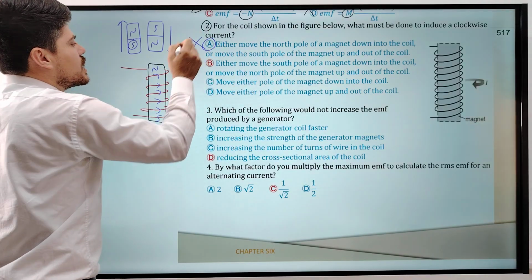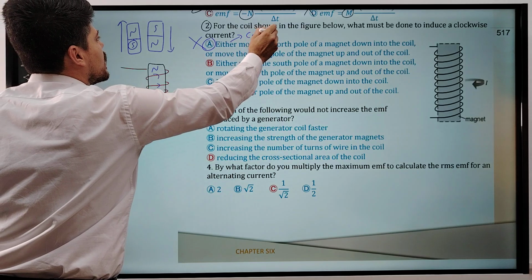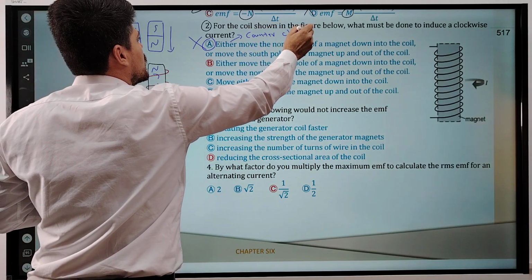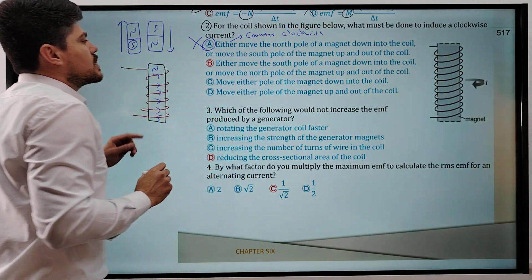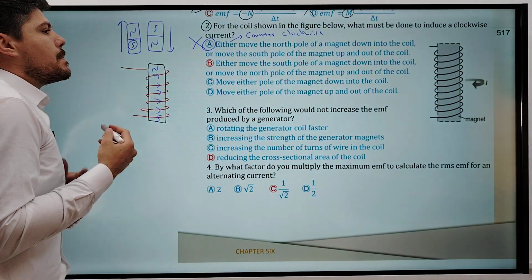For the first one, the direction of the current is what? Counterclockwise. Okay? Counterclockwise. But the question asks us to find the induced clockwise current. B.